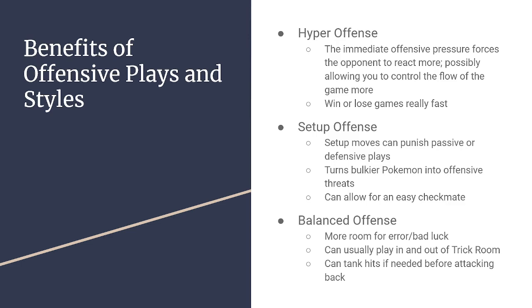So Rotom Wash is a really good example of that, where you'll often see him be bulky, do some decent damage with its attacks, but do things like Will-O-Wisp to burn Pokemon. But then you get a chance to use a move like Nasty Plot, okay, now you have a bulky Pokemon that can do a lot of damage, which is really cool.